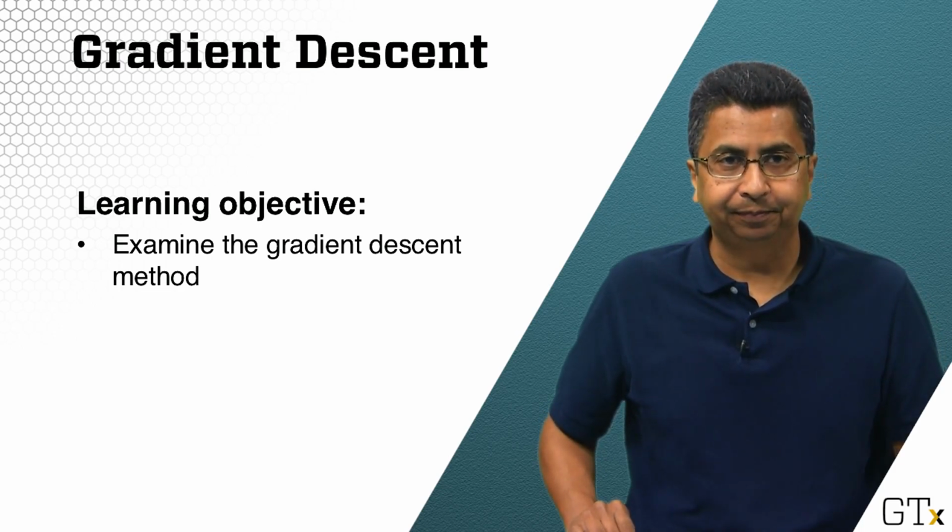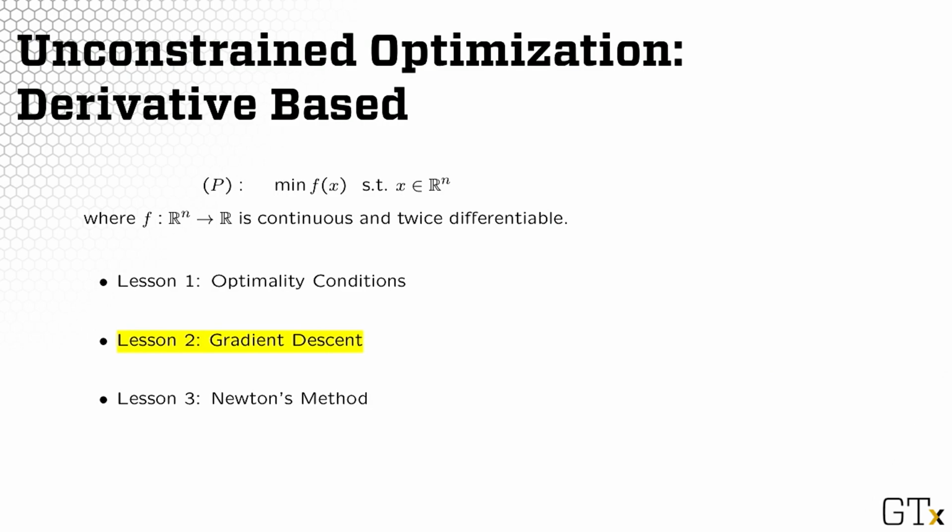Let's get started. Just to remind you that we're talking about an unconstrained minimization problem. So we're trying to minimize a function which is continuous and twice differentiable. And we have talked about, in the first lesson, optimality conditions, and now today's lesson is going to be talking about the gradient descent method.